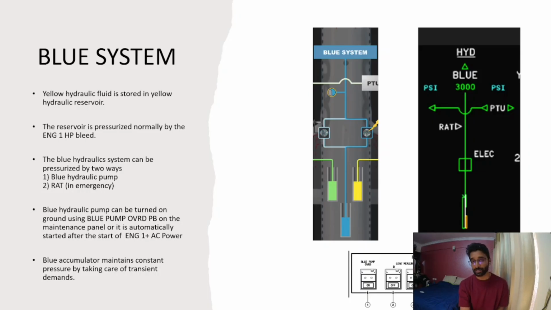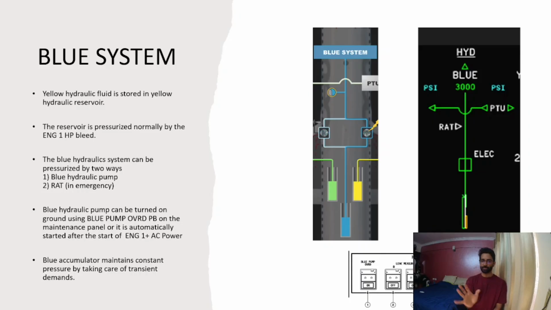But if, for example, for some reason on the ground you want the blue system to be pressurized, on your overhead panel at the back side you have a maintenance panel. If you have a picture of your Airbus A320 cockpit, look at it, you will see something like this. There you will see the blue pump override button. On the ground, if you have some electric power, you want to pressurize just the blue system.